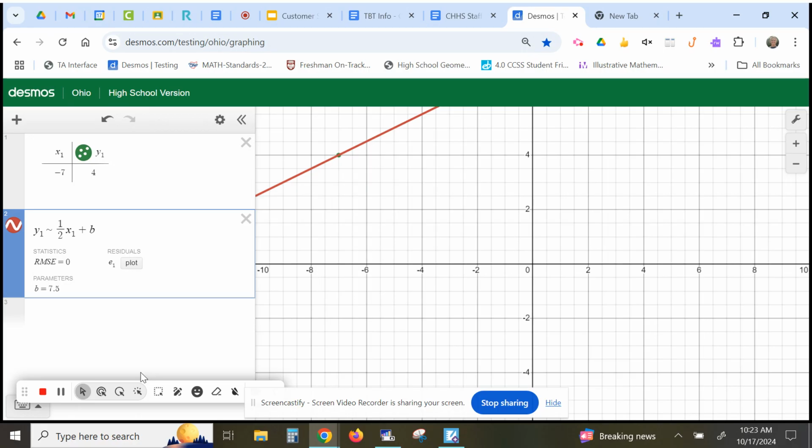And now, I should be able to get my b now. You see the b right at the bottom? 7.5. Raise your hand if you don't have a 7.5 down here, and we will troubleshoot.